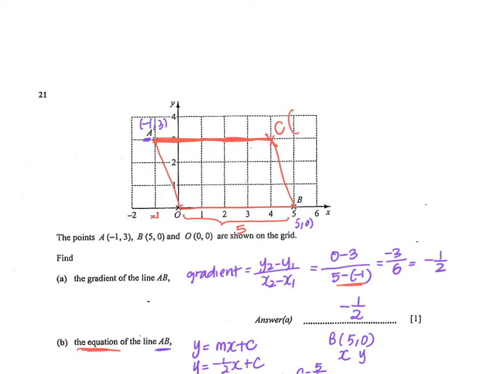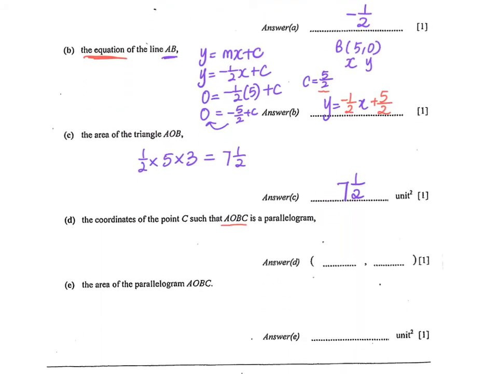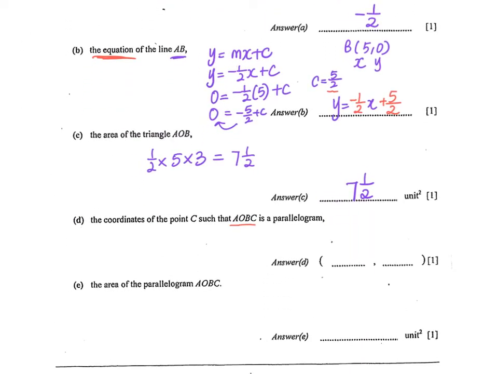So what will be the coordinates of this point? The x coordinate is 4. The y coordinate is 3. So C will be 4, 3. Let's write this down as our answer. Okay, so with this as the answer, next they ask me to find the area of the parallelogram.